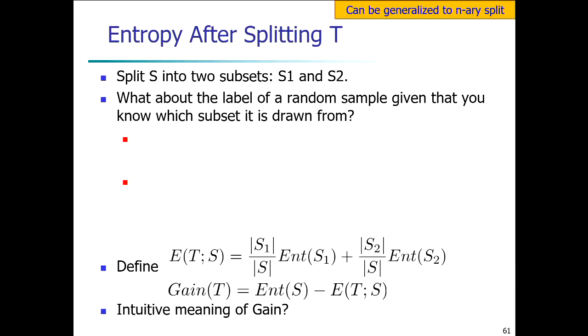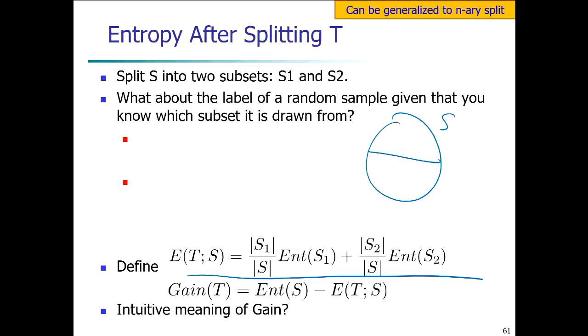So how do we do that? We can use this kind of formula. If we divide this S into two subsets, S1 and S2, where there are some pluses and some minuses, I randomly draw some instances. For each of S1 and S2, we can get the entropy of S1, and we can get the entropy of S2.